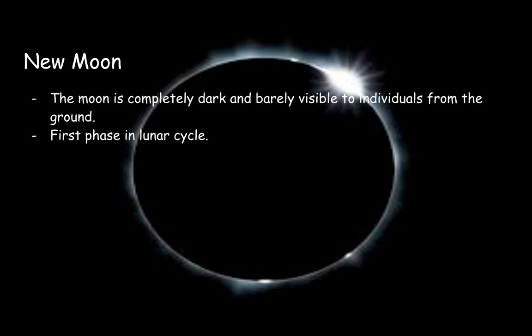The first phase of the lunar cycle is a new moon. In the new moon phase, the moon is completely dark. This is due to the alignment of the sun and the moon. The moon blocks the light of the sun, causing the moon to not be illuminated.